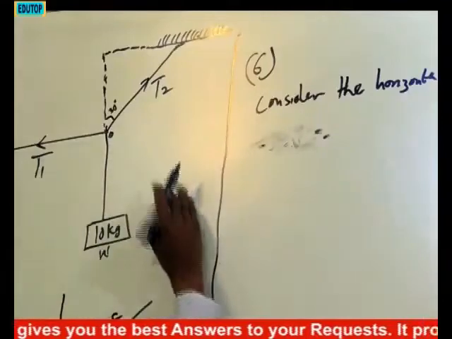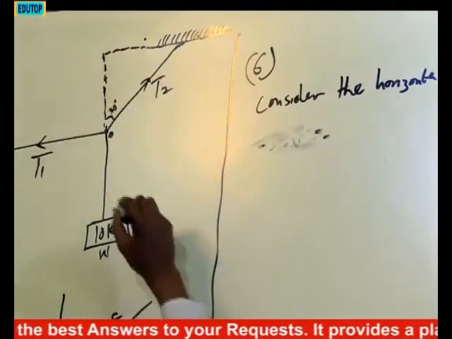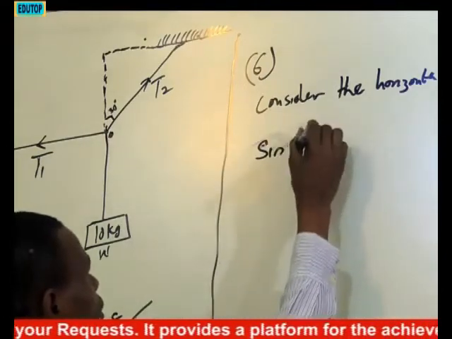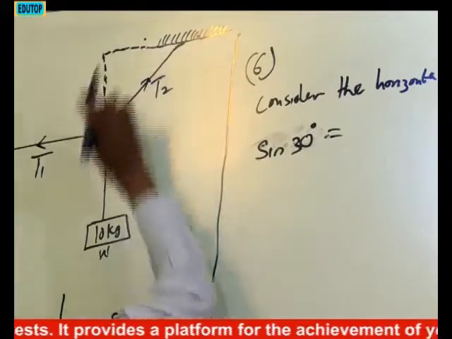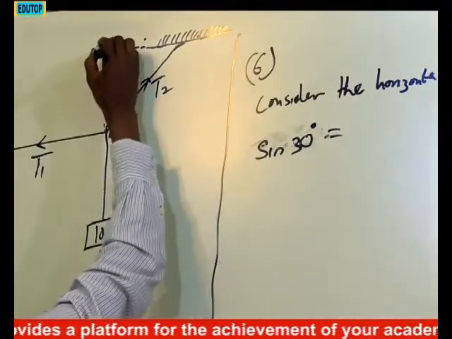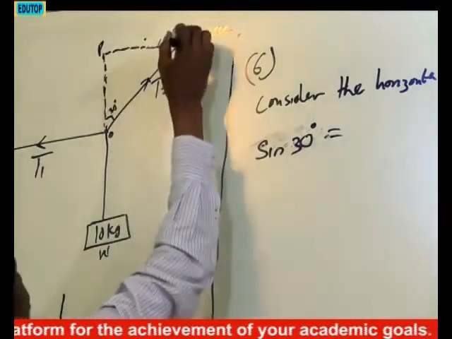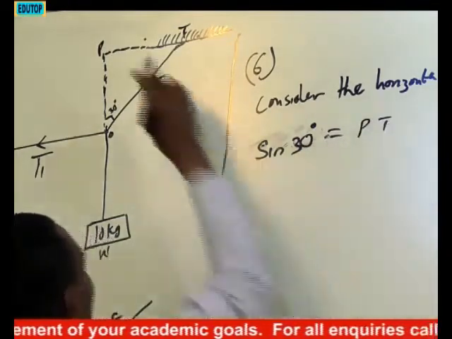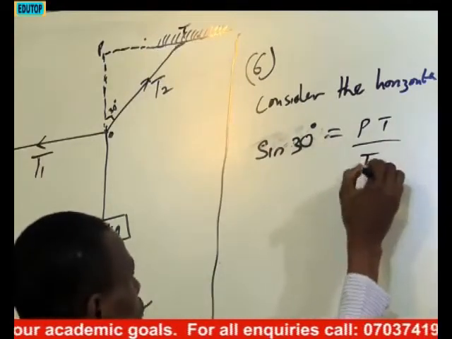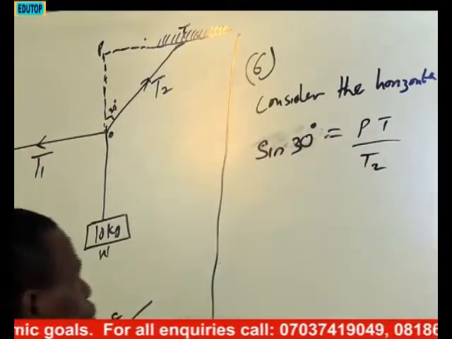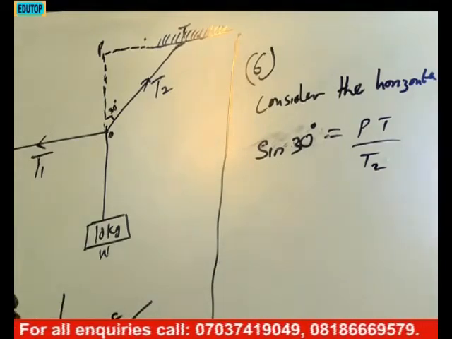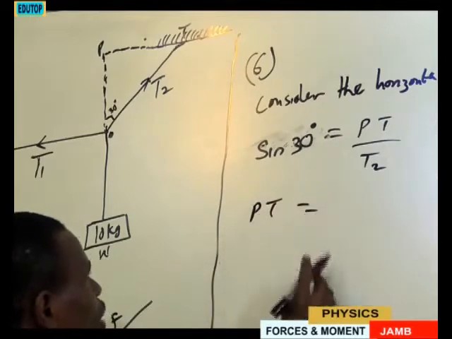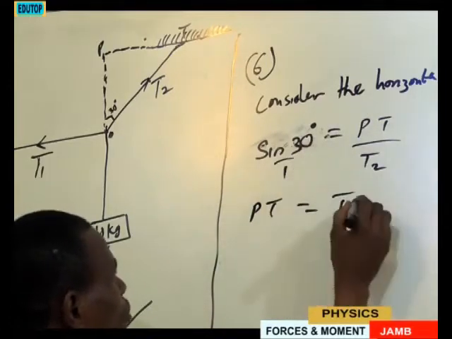We are having here this will be opposite over hypotenuse, sine 30, opposite. Let's call this one PT. PT is opposite over hypotenuse T2. Okay, and we can now say PT is equal to T2 sine 30 degree.